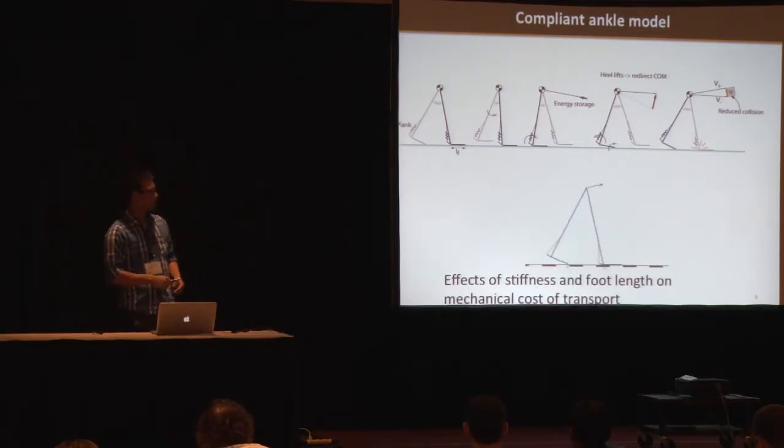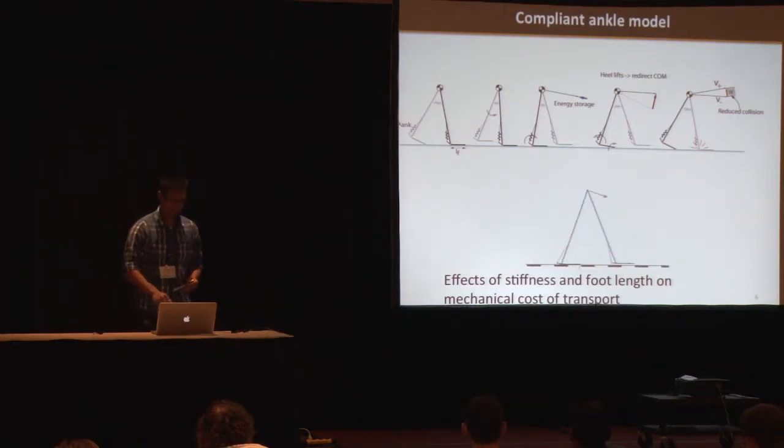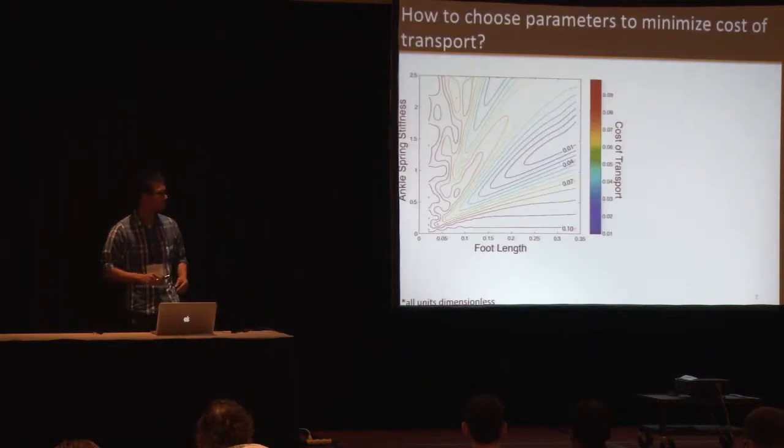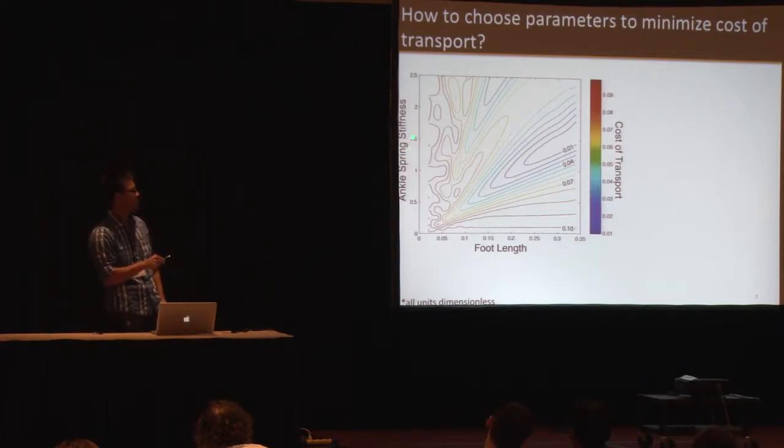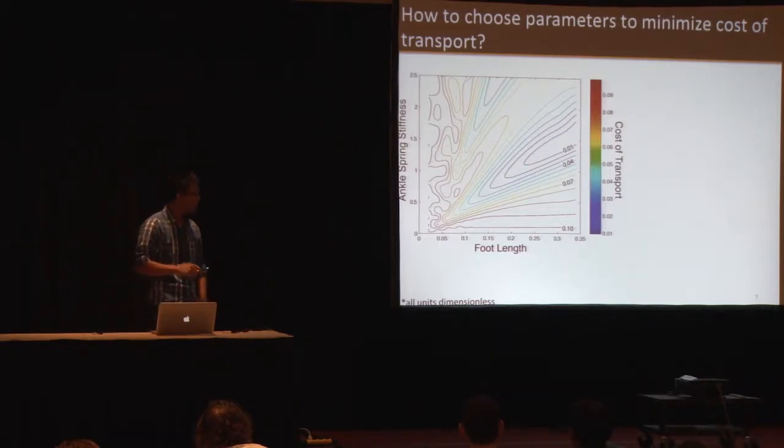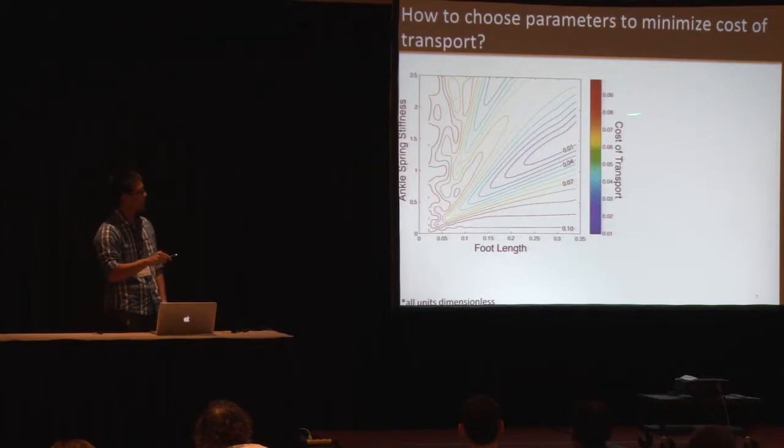So we want to study the effects of the stiffness and foot length on the mechanical cost of transport. And here's our result. We got this contour. The x-axis is the foot length, and the y-axis is the spring stiffness. Different colors represent different costs of transport. Red means higher cost of transport, and blue is small cost of transport. As you can see, in this region, the cost of transport is less. And if we have a longer foot with corresponding stiffness, we can decrease our cost of transport.